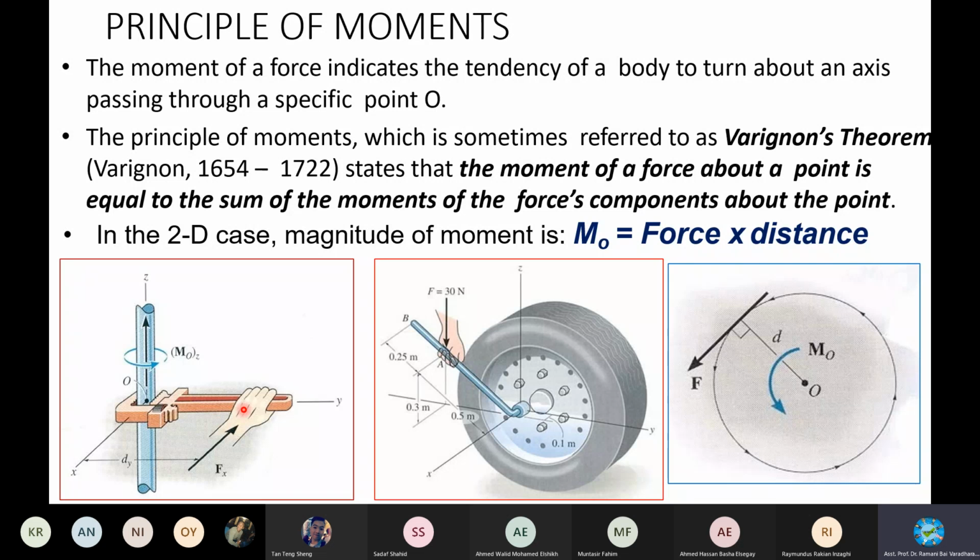I ask a question like this. The force is applied here, right? What if the force is applied here? Will the moment increase or decrease? Decrease. Very good. I think you got the point.